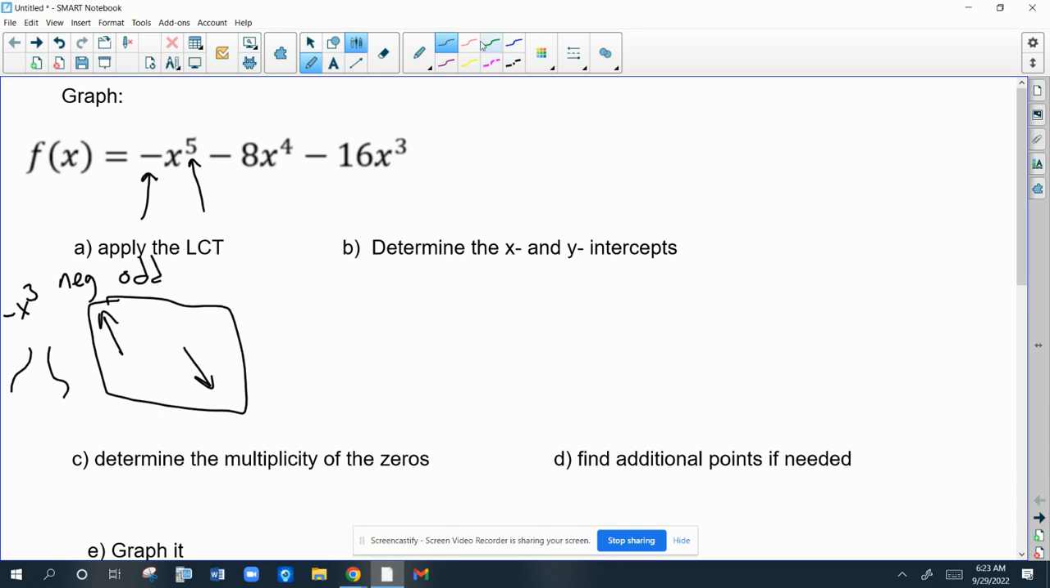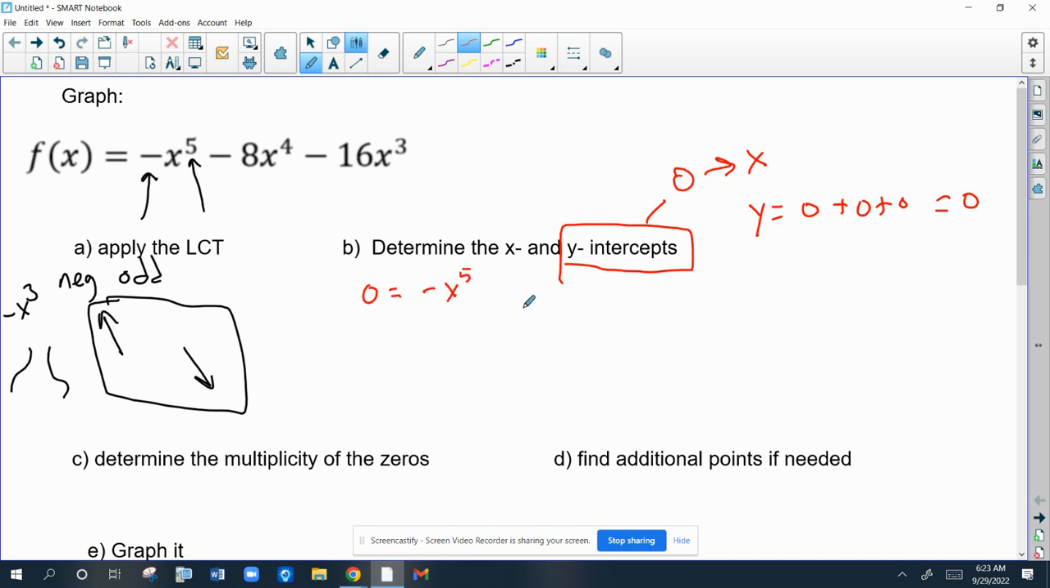Now we have to determine the x and y-intercepts. Y-intercepts, let's do those first. Those are easy with a polynomial. You plug 0 in for x. Every part of this function has an x, so you're just going to get y equals 0 plus or minus 0 plus or minus 0. It's just going to be 0. So the y-intercept is 0. The x-intercepts, you plug in 0 for y, or f of x. That usually takes a little bit more work.